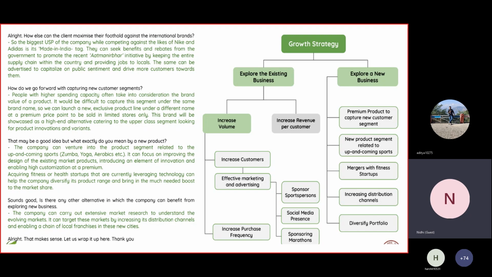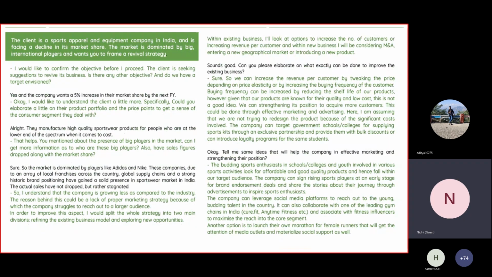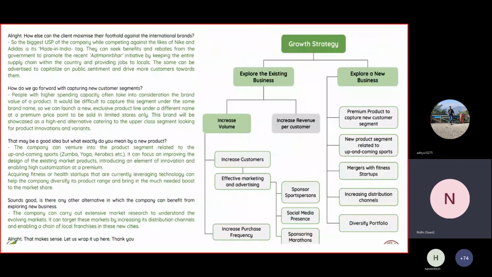Now this is the entire discussion that is happening over here, which I'm not covering right now. We'll be covering it in a short duration. So when we talk about volume, it could be either customers बढ़ा देंगे या हम purchase frequency बढ़ा देंगे. And when we talk about the customers, कैसे बढ़ाएंगे? Effective marketing and advertising के through.